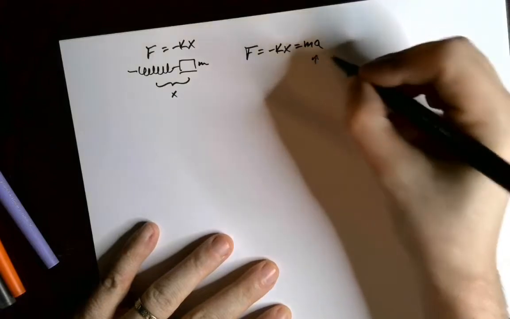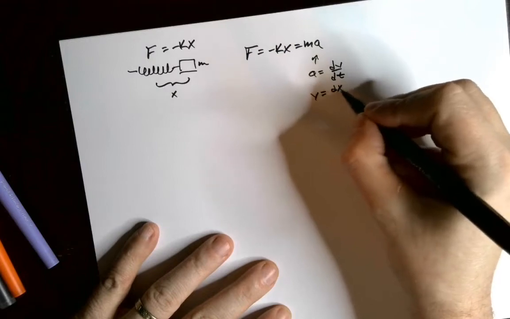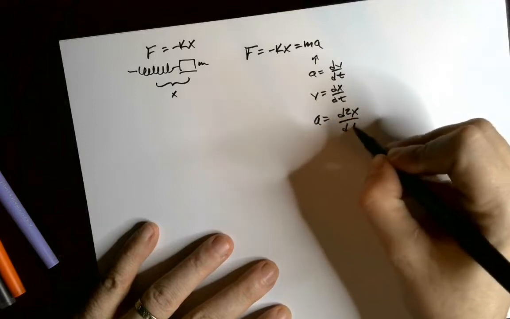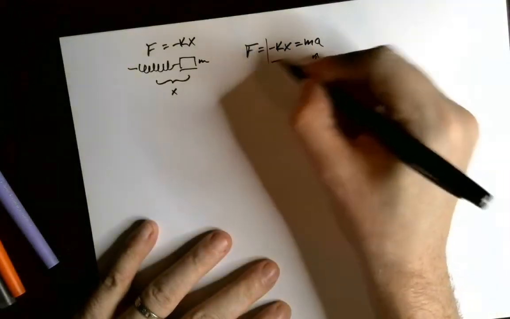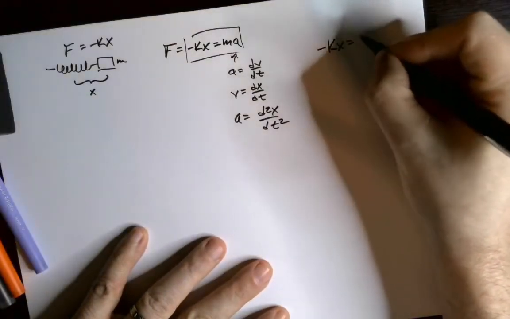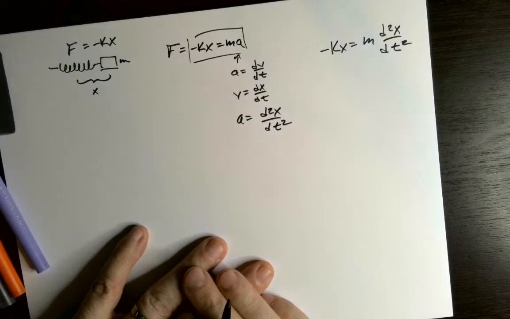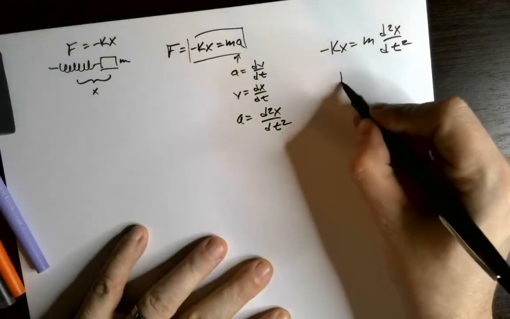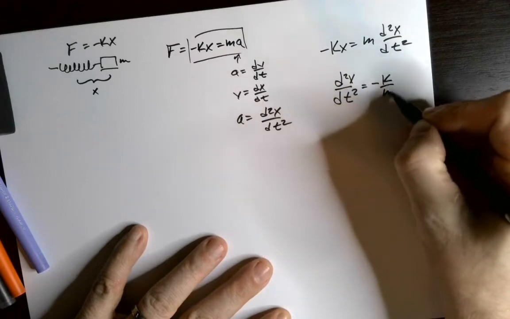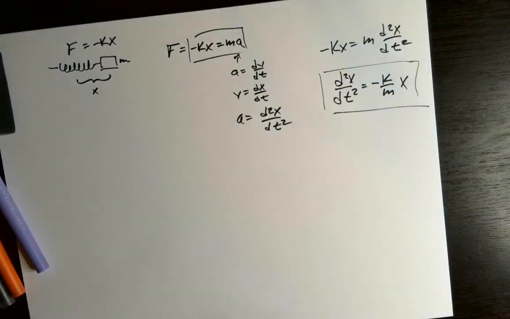And then we recognize here that acceleration is the rate of change of velocity, and velocity is the rate of change of position. So acceleration is the second derivative of position. So we can rewrite this expression, minus kx equals ma, as minus kx equals m times the second derivative of position, d squared x dt squared. And if we solve that, we get d squared x dt squared equals minus k over m times x. You should recognize that as the equation for simple harmonic motion.